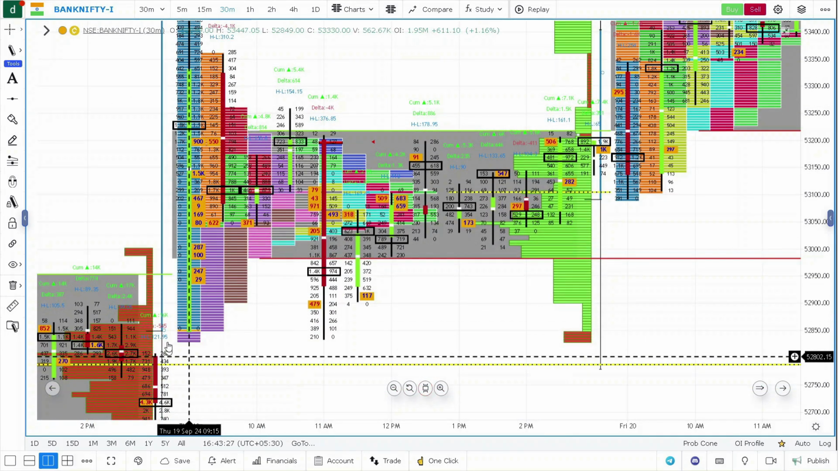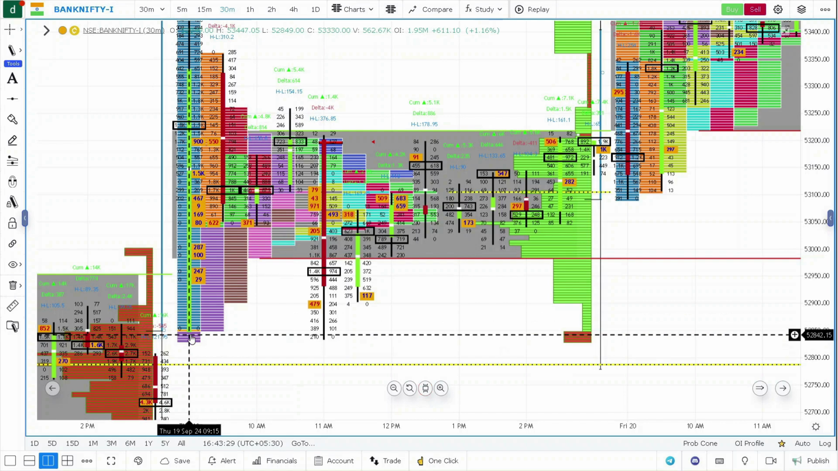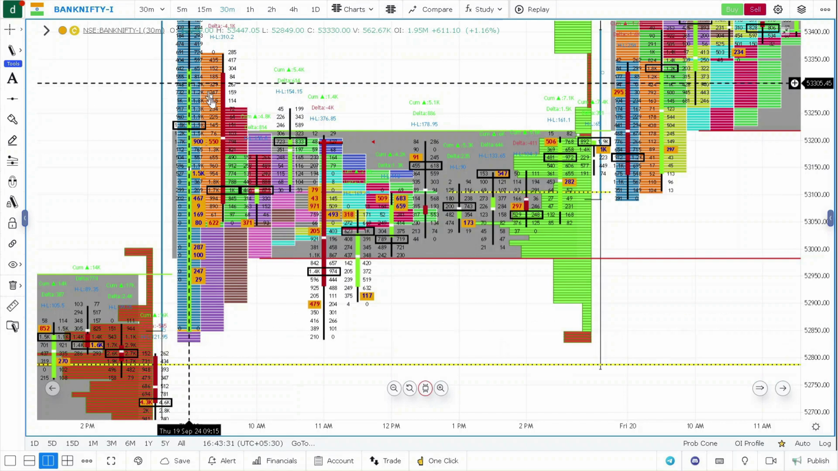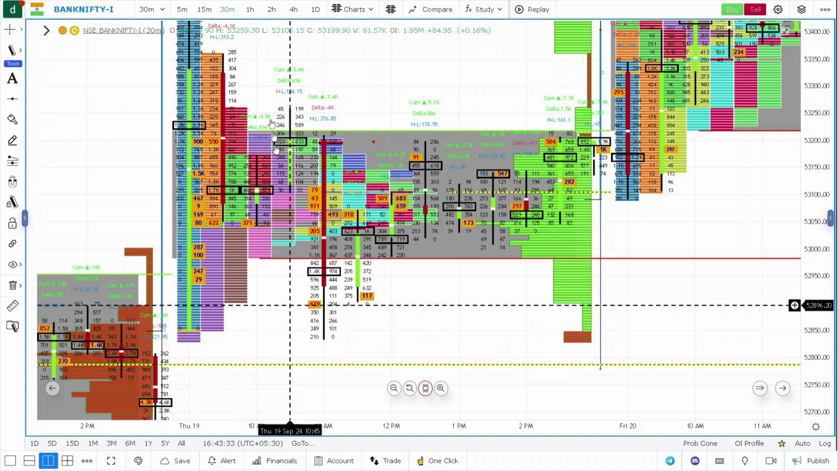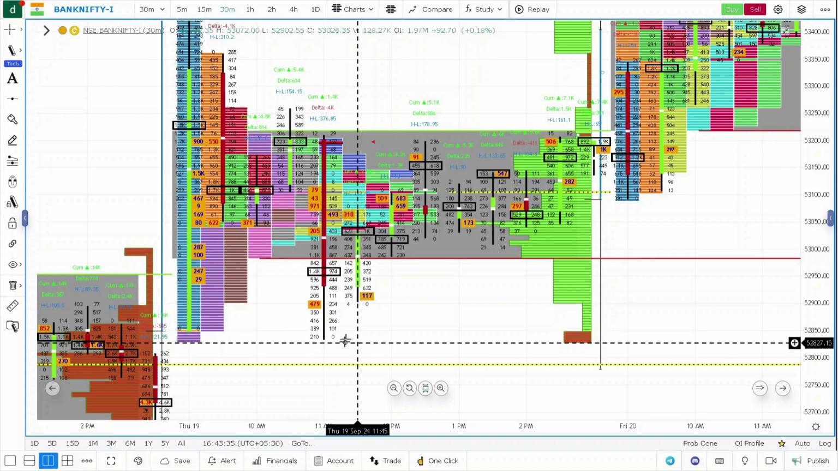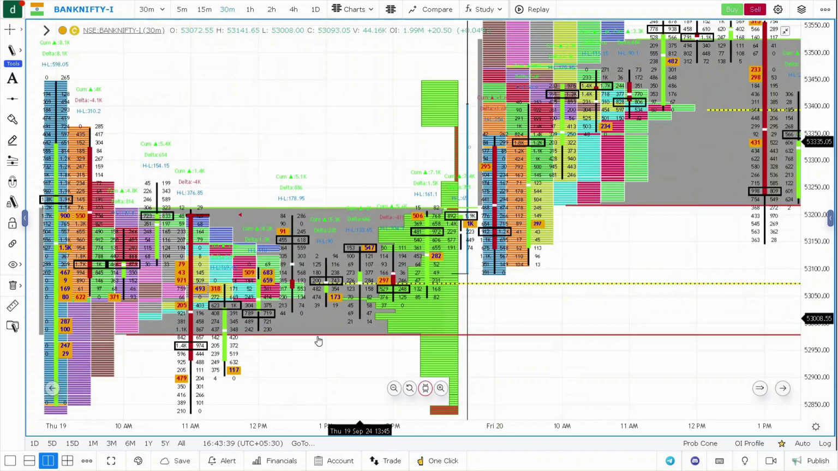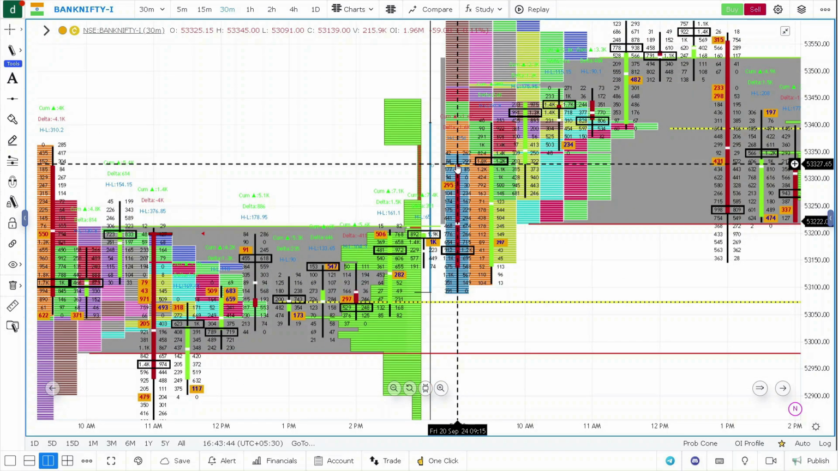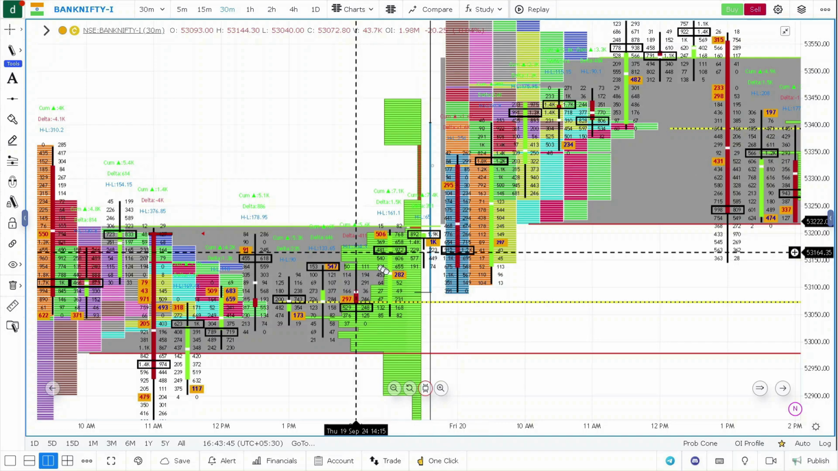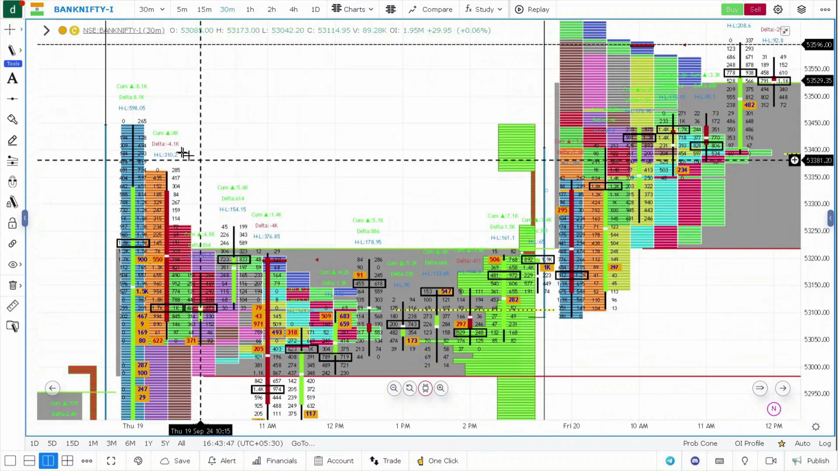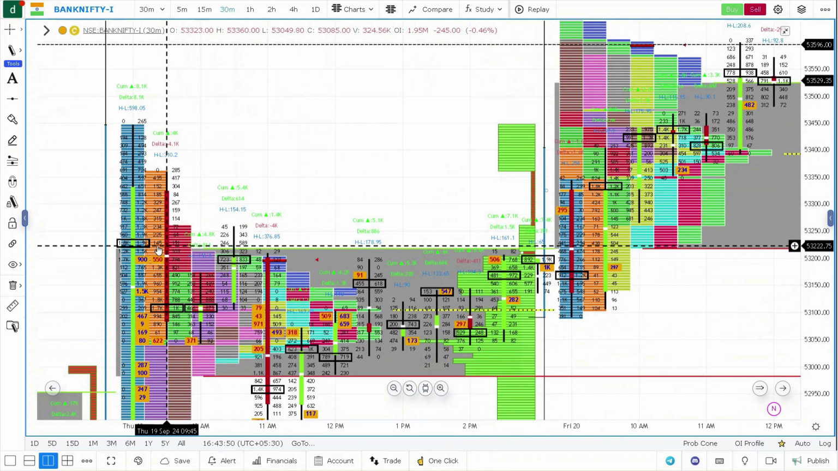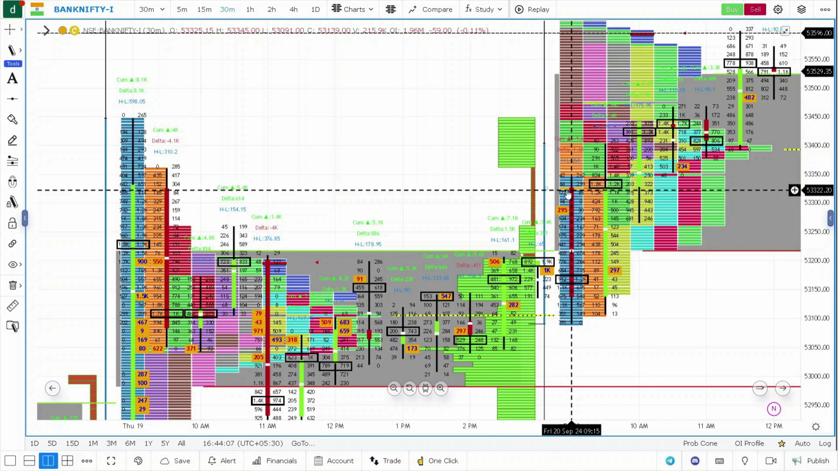The reason is that it opened inside the value area, so the locals will try to adjust their inventories, pushing the prices downside. So it came down, it formed a failed auction, and that failed auction stood. And today what happened? Bank Nifty opened outside the value area, indicating maybe yesterday's directional traders are trying to take control.